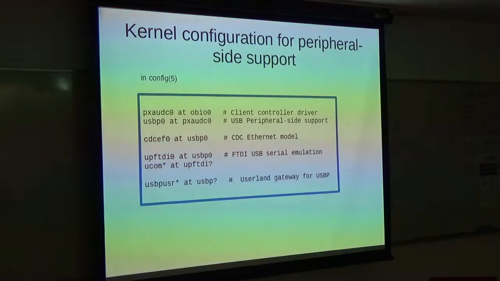A very interesting point of this is you can use ucom here. ucom is a driver for USB serial, the machine independent part of USB serial. That is designed for host side USB. And now we can use that ucom for the peripheral side without any modification to ucom. That is a very interesting part of this. And another one is a Userland gateway for usbp, so that a Userland program can access it.